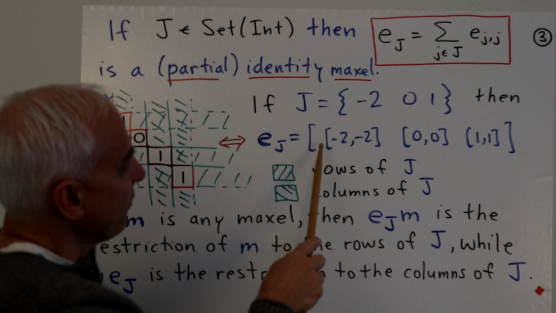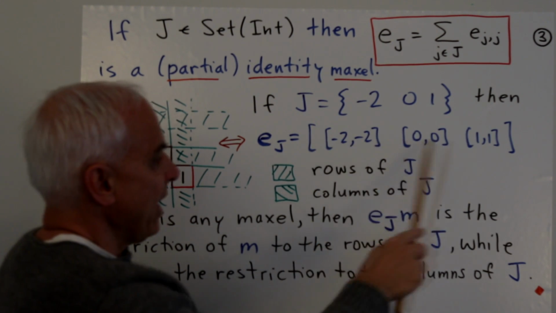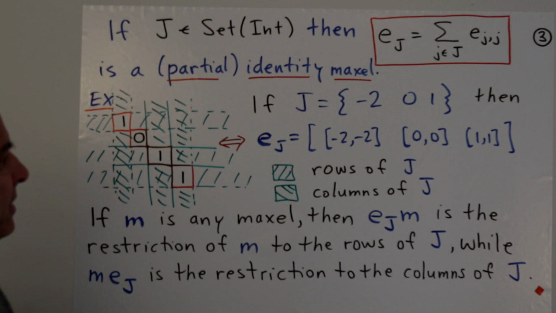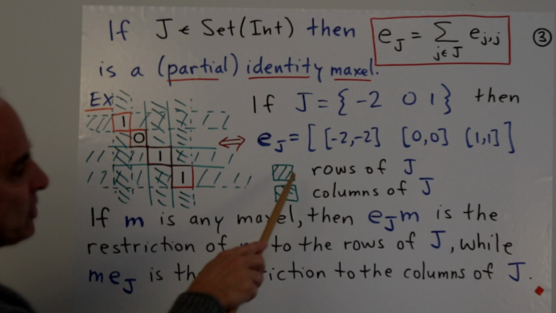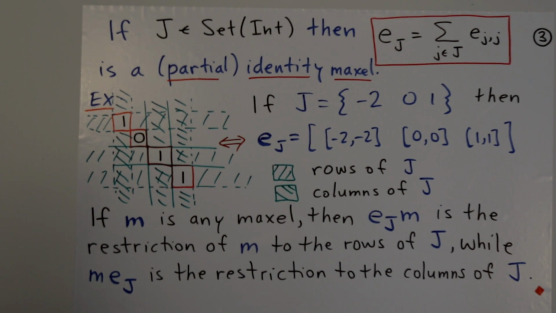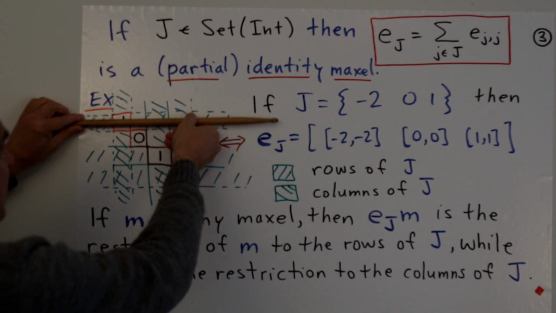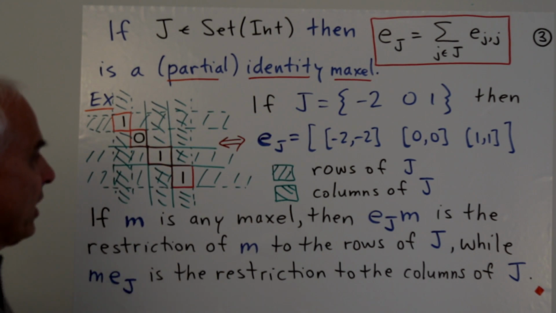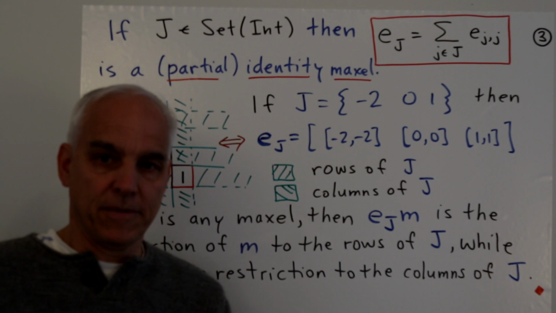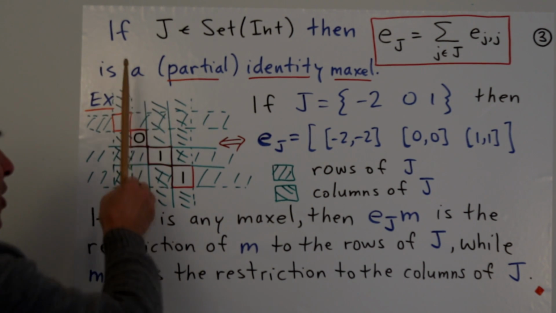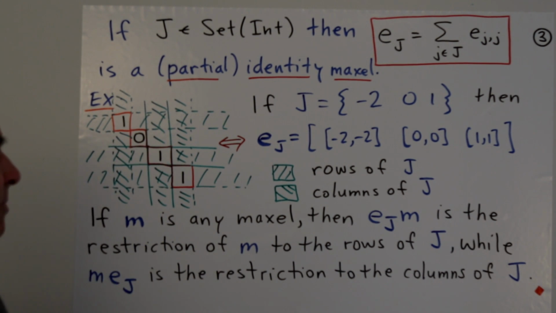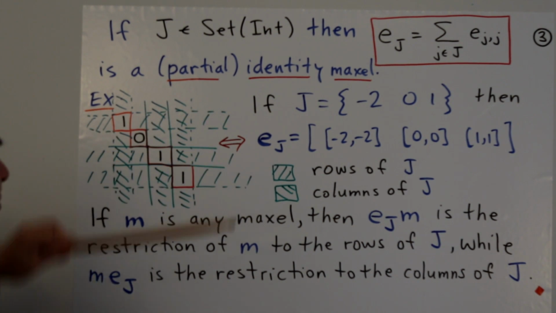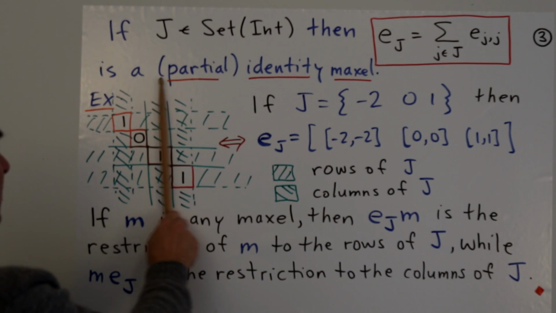So in terms of pixels, here is the maxel E sub J. Let's just talk a little bit about rows and columns. We have this J. We can also talk about the rows of J and the columns of J, and that will be important for us. The rows of J are just the rows that go through the various entries of J, while the columns are these ones here, again going through the various diagonal entries that are represented by J. So here we have the rows of this particular J, and here are the columns of this particular J, 3 of each kind.